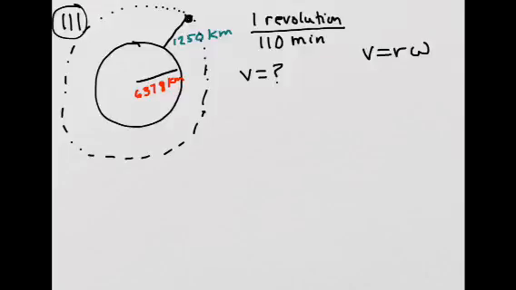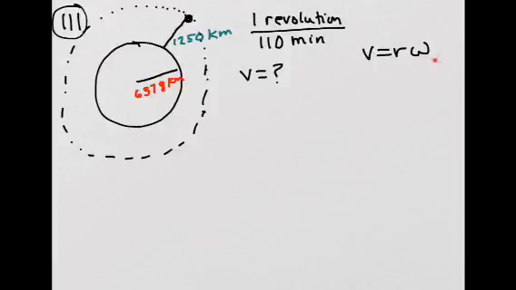Okay, so here's number 111. You have Earth, and here's a satellite that rotates around the Earth. The radius of Earth is 6,378 kilometers, and this satellite is 1,250 kilometers away from Earth. And you also know that the satellite does one complete revolution in 110 minutes.